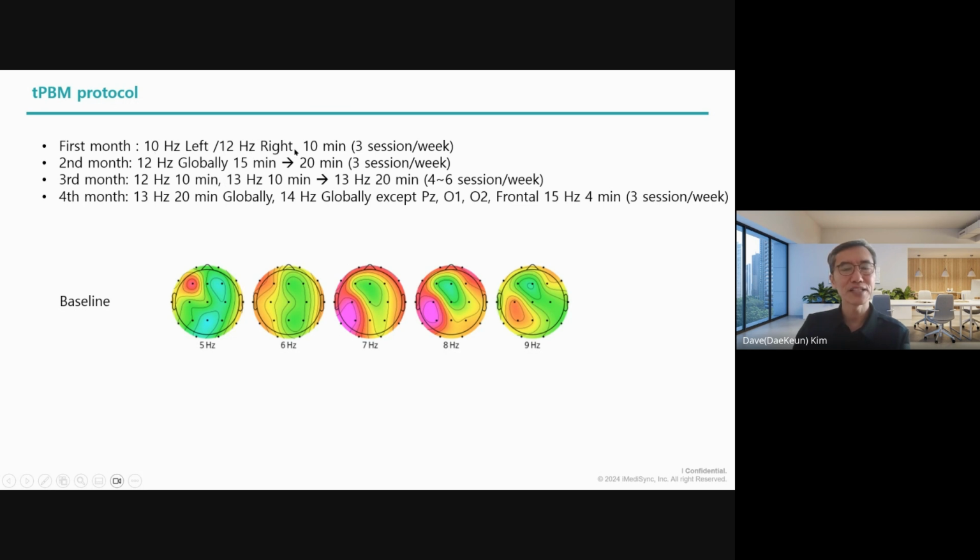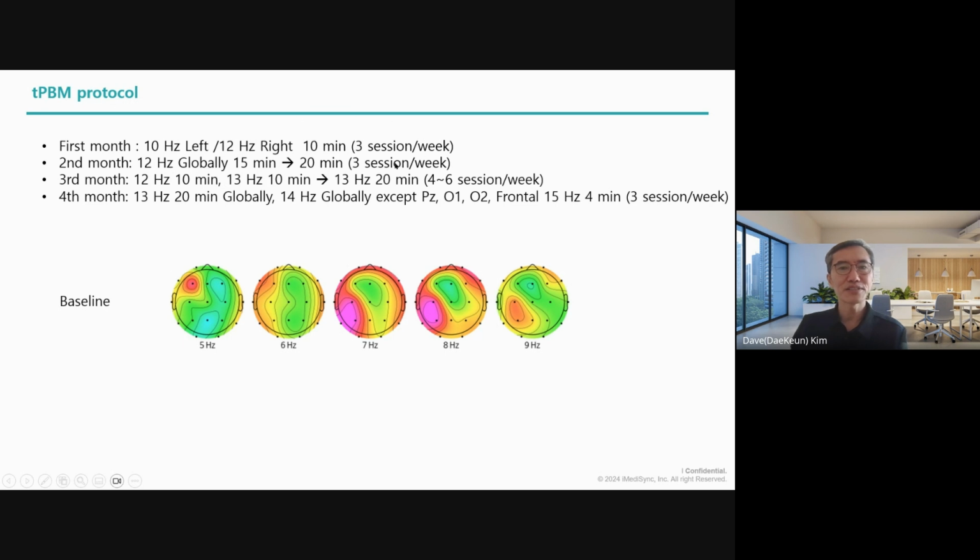This is the first month, and then the second month. This is not my case, this is my client's case. In the second month, they use global 20 Hz stimulation, and the stimulation is increased to 15 minutes. Step by step they increase the dose of the PBM stimulus. Finally, they have 20 Hz stimulation for 20 minutes, basically 3 sessions per week.